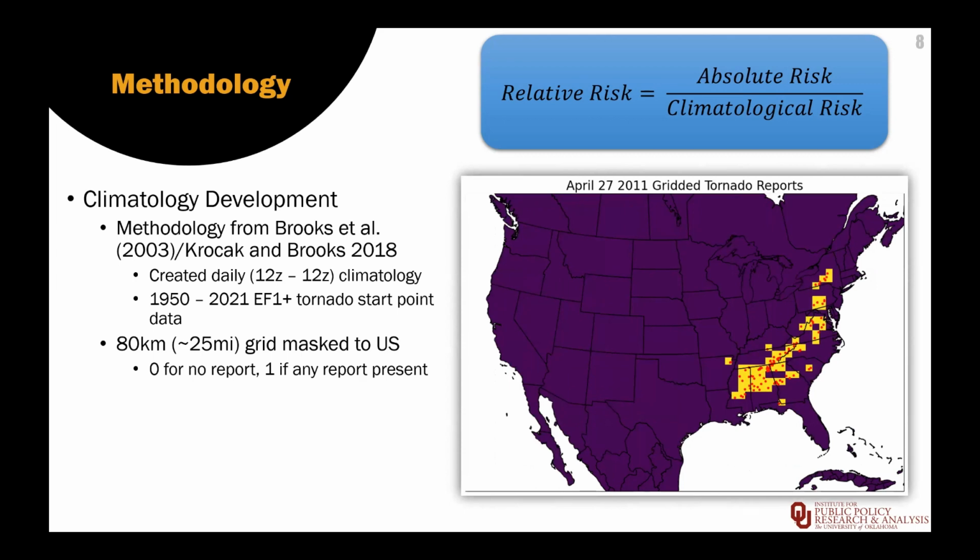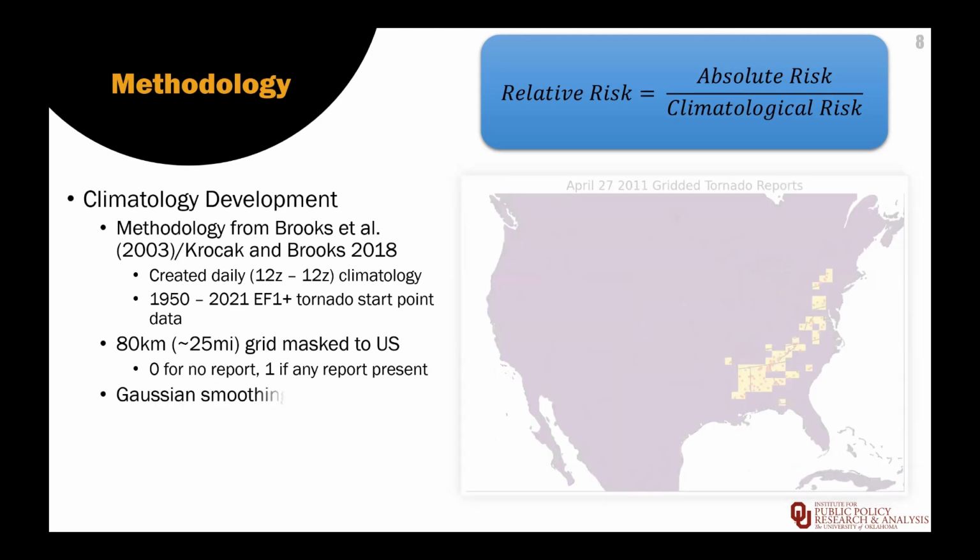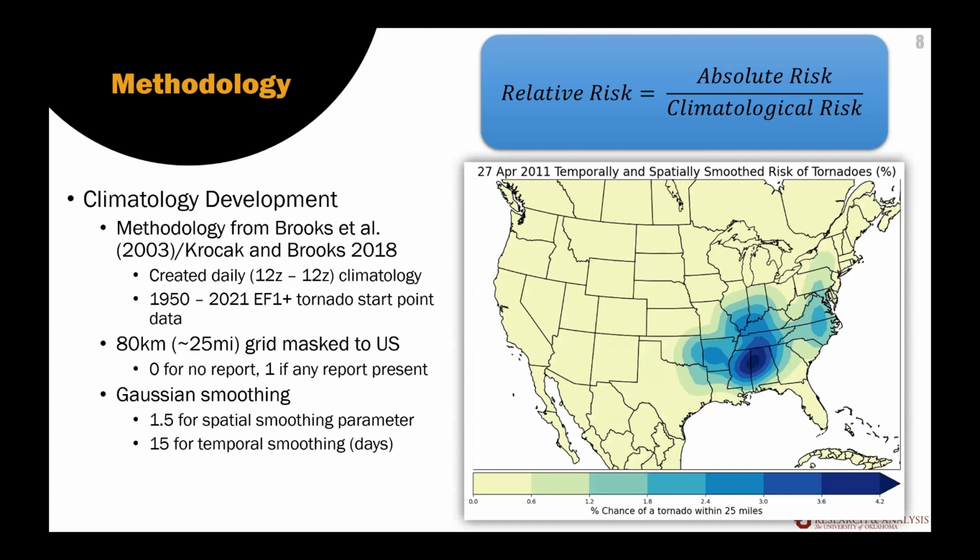We then apply those tornado reports to the grid. So if any tornadoes occur within a grid square, or the start points occur within the grid square, that grid square gets a value of 1. So you can have multiple tornadoes in one grid square, but your grid square value is still going to be 1 because a tornado has occurred within 25 miles of you. We then use a Gaussian smoother, which we used a value of 1.5 for the spatial smoothing parameter, which translates to roughly 120 kilometers, and a 15-day on either side temporal smoother. What that does is that takes those values of 1 grid squares and flattens them out so that we have a lower probability value, and that we also account for the variability across time.